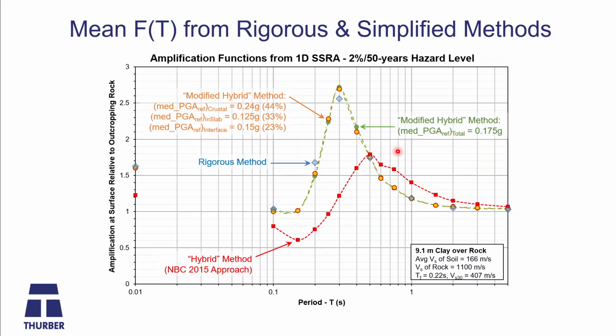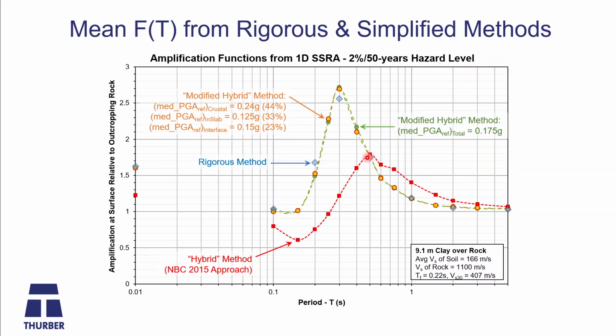But now I want to draw your attention to the hybrid method. This is like the NBC 2015 approach in red. It's not a coincidence I put it in red. In this case, where you're doing the analysis of the amplification function that would be generated if you had a PGAref of 0.58 G, this is the amplification function you get.